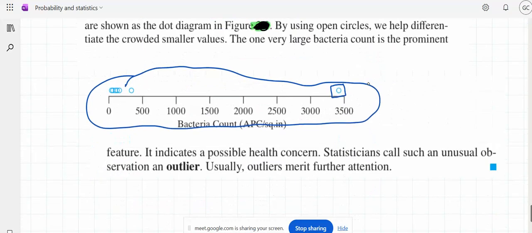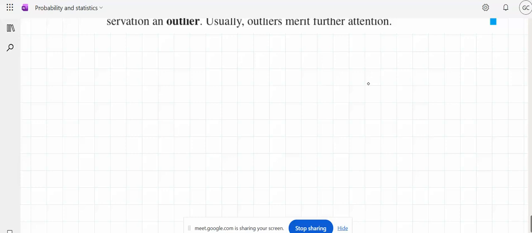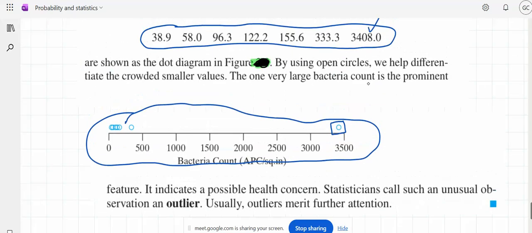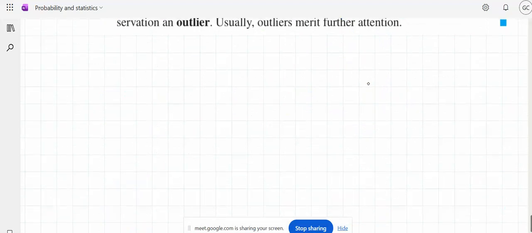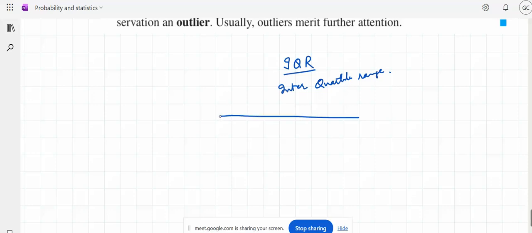No, it can be so many. Outliers can be so many. So actually we have this interquartile range, right? So suppose I have my data, right? I calculate the quartiles. What are quartiles? This is the first quartile, then I have the second quartile, then I have the third quartile.